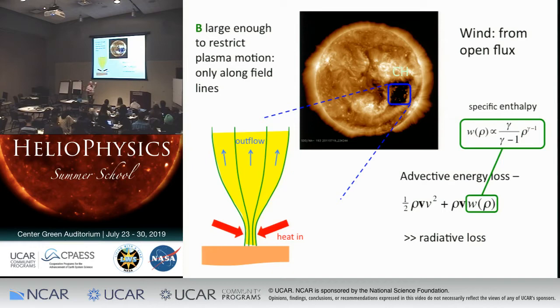Its whole purpose is to carry away the heat that's being added to this low portion of the corona through these magnetic processes. And you will hear more from Professor Chandran about the details of how that energy is thermalized and turned into heat and then accelerates the solar wind.